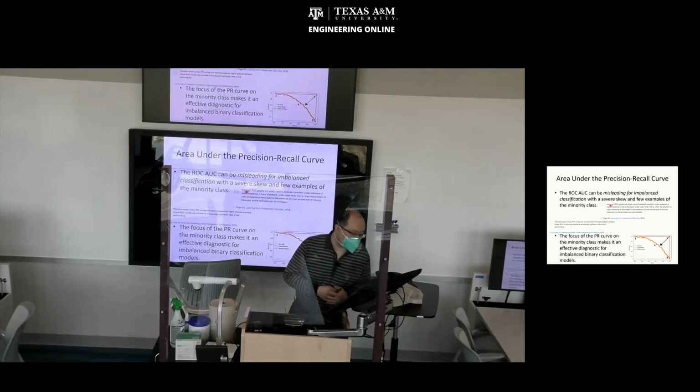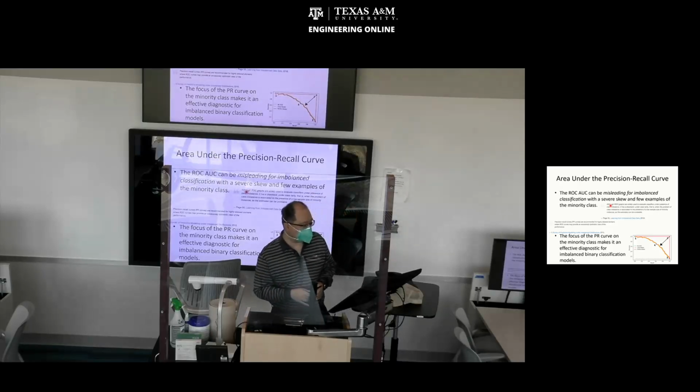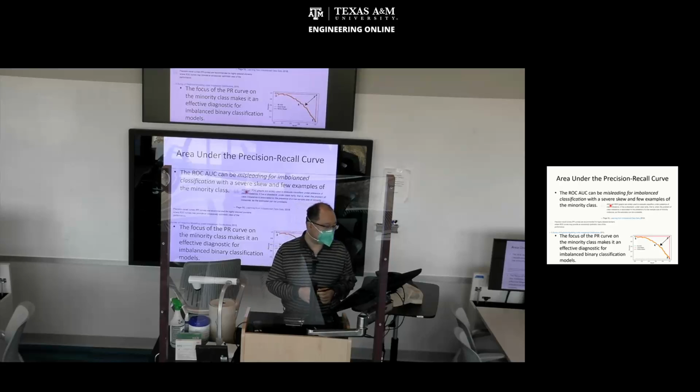Besides the area under the ROC curve, there's also the area under the precision recall curve, okay? Sometimes the ROC curve can still be misleading, especially for imbalanced classification with a severe skew and a few examples of the minority classes, right? Sometimes we have a very small percentage in the data set that belongs to the positive.